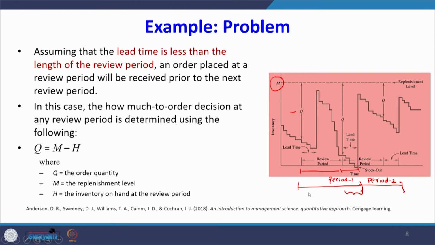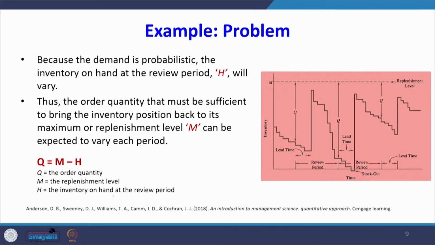In this case, how much to order at any review period is determined using the following equation. Q, how much to order? Q equals M minus H. What is M? M is the replenishment level and H is the inventory on hand at the review period. I will explain this equation with the help of an example in the next slide.